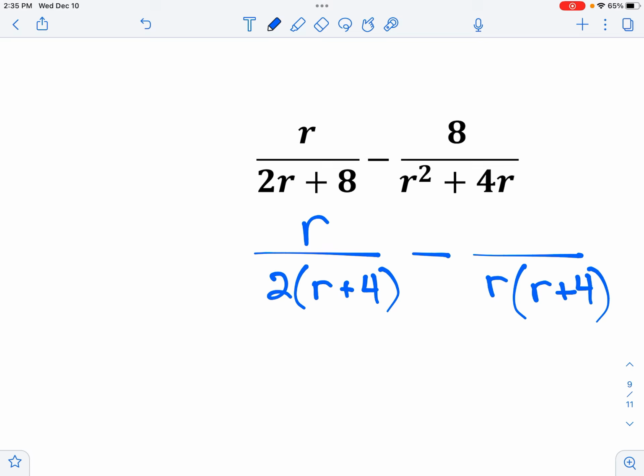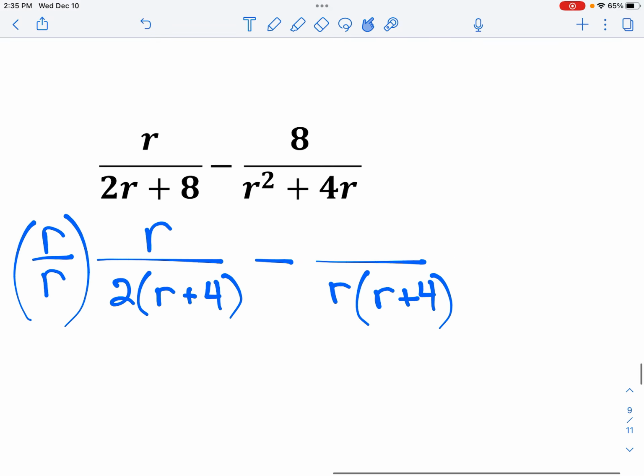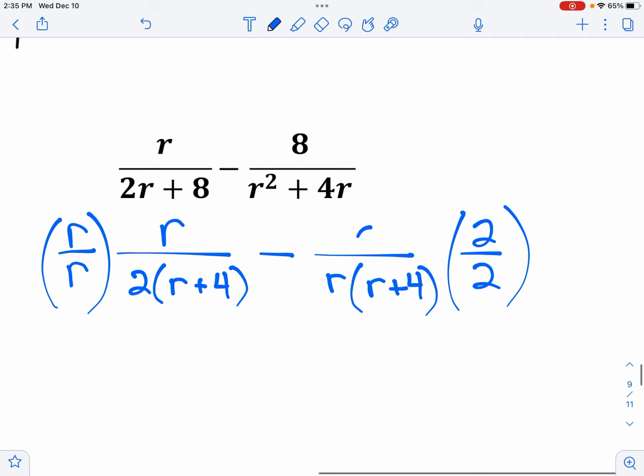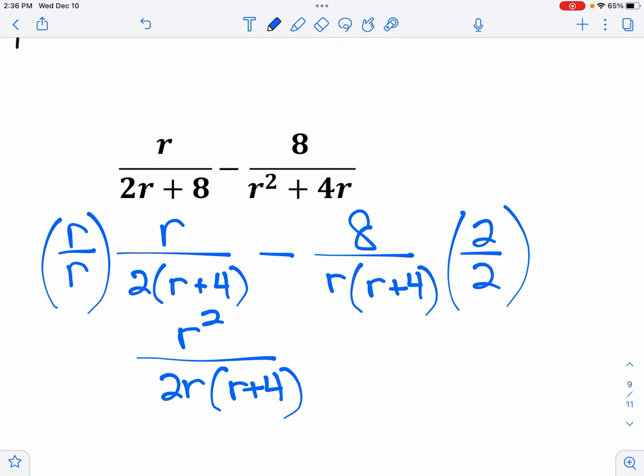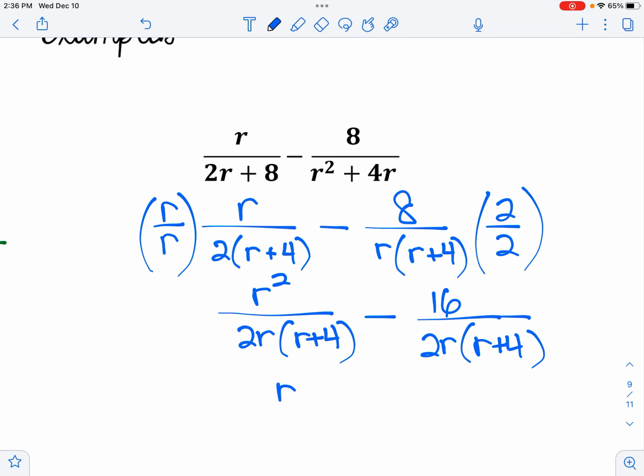Okay, so I'm going to multiply this by r over r. And I'm going to multiply this one by 2 over 2. There's the 8. Okay, so this would be r squared, and then on the bottom 2r times r plus 4. This would be 16 over 2r times r plus 4. Okay, so I have r squared minus 16 over 2r times r plus 4.